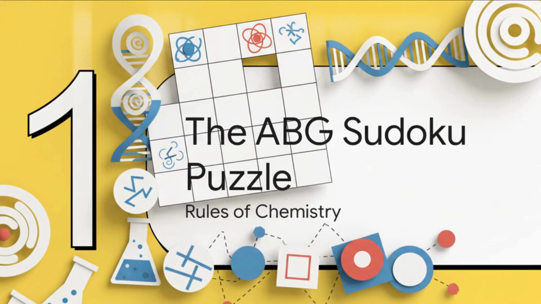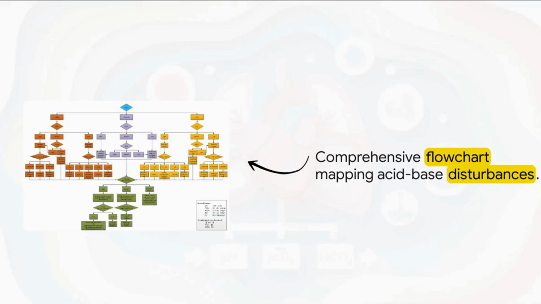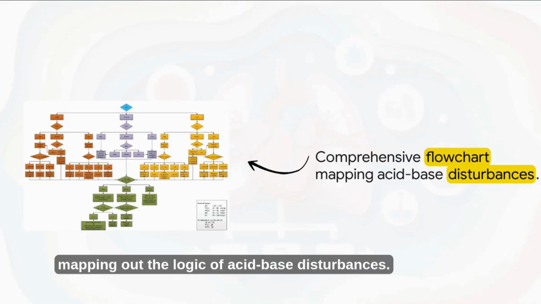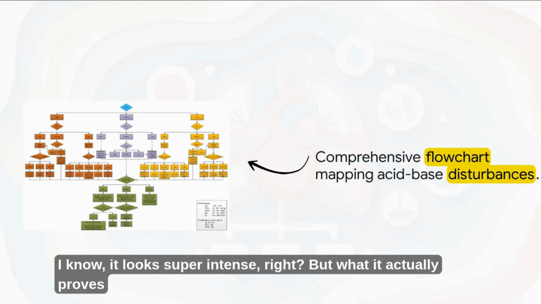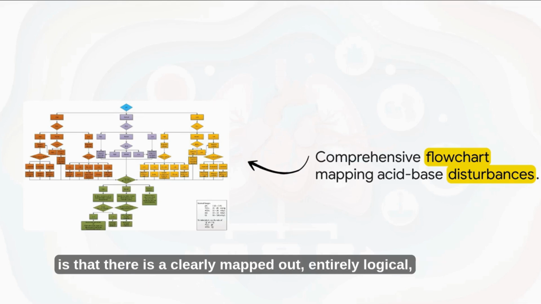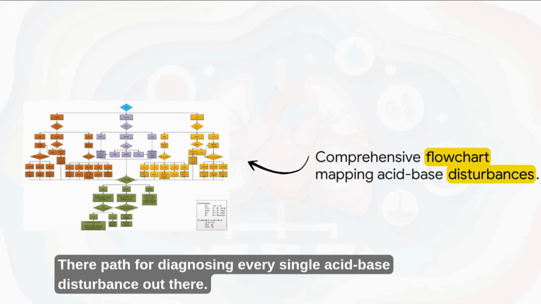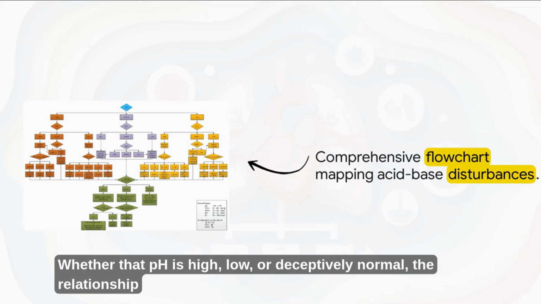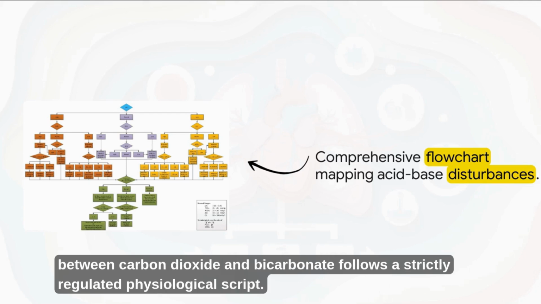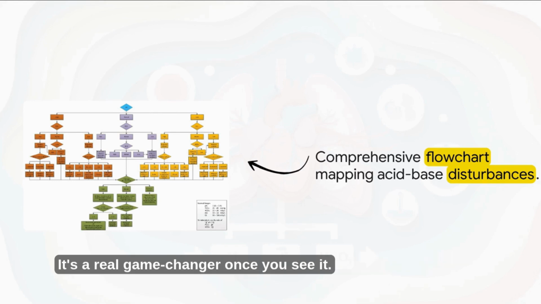Section 1, the ABG Sudoku puzzle and the unbreakable rules of chemistry. Take a look at this comprehensive flowchart mapping out the logic of acid-base disturbances. I know, it looks super intense, right? But what it actually proves is that there is a clearly mapped out, entirely logical path for diagnosing every single acid-base disturbance out there. Whether that pH is high, low, or deceptively normal, the relationship between carbon dioxide and bicarbonate follows a strictly regulated physiological script. It's a real game changer once you see it.